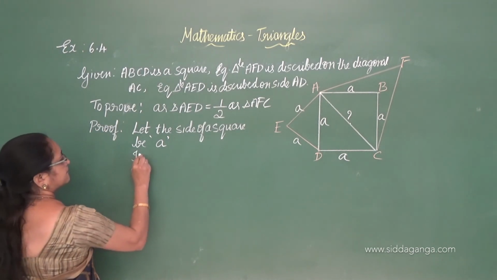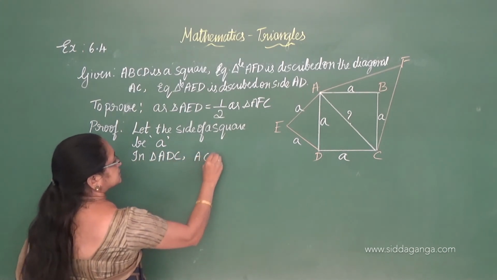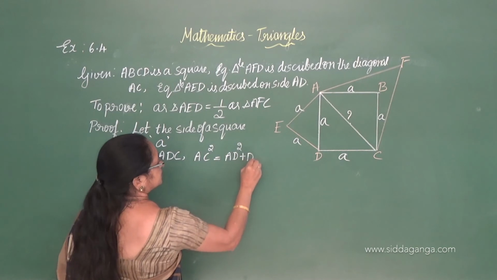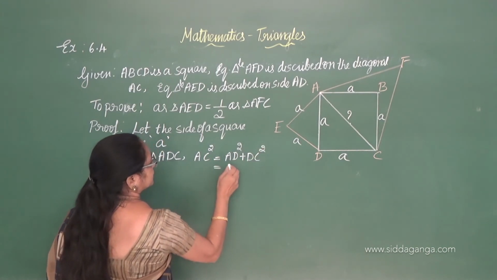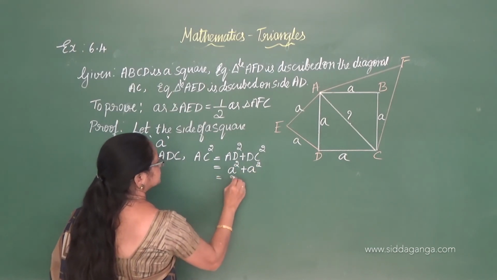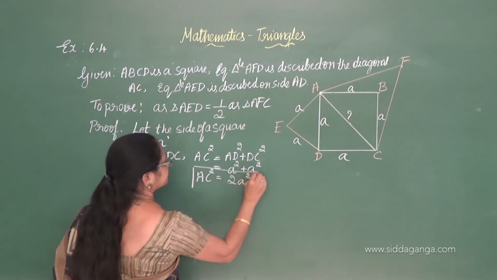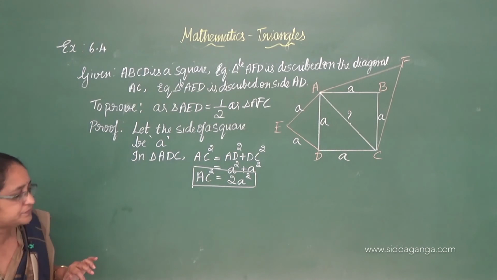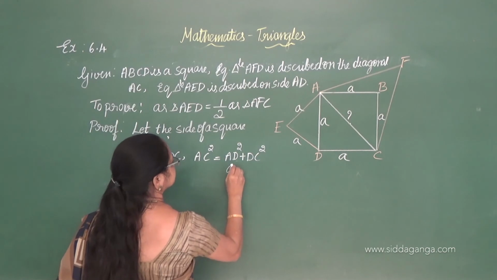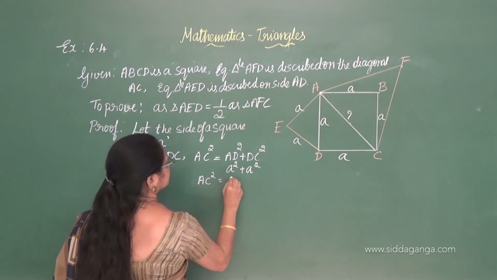So in triangle ADC, AC square is equal to AD square plus DC square. Now, AD square is how much? A square plus A square. So giving 2A square. AC square is equal to 2A square.